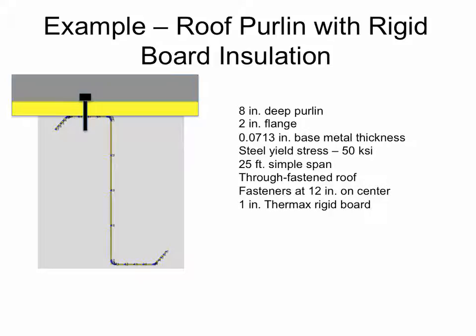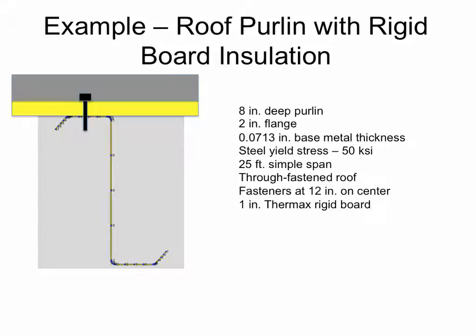And this is a Z-section purlin with some 1 inch of rigid board and a through fastened panel. It's a 14 gauge, 8 inch deep purlin, 2 inch flange, steel yield stress 50. We're going to treat it as a simple span. Through fasteners are 12 inches and 1 inch is a Thermax rigid board. And so what we want to do is calculate the capacity of this member for where this flange is in compression. We also have methods for uplift, but today we're going to go through the case where we have compression here.